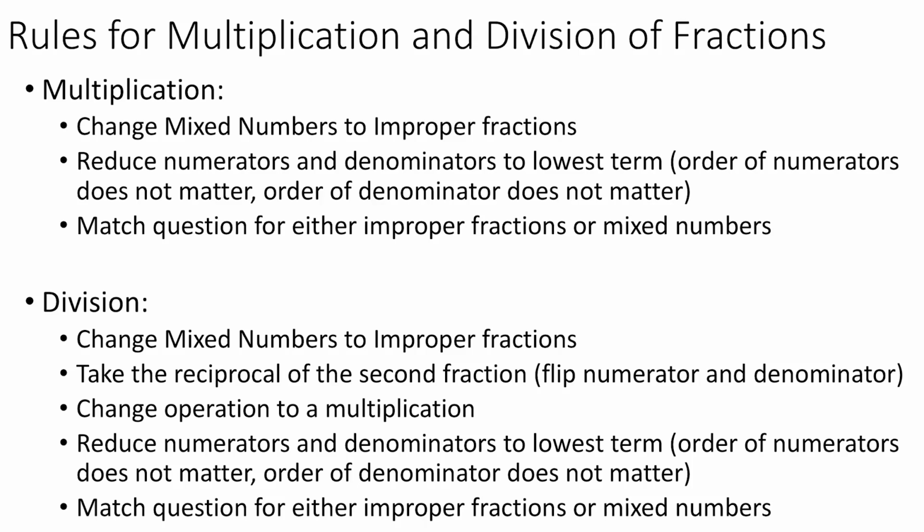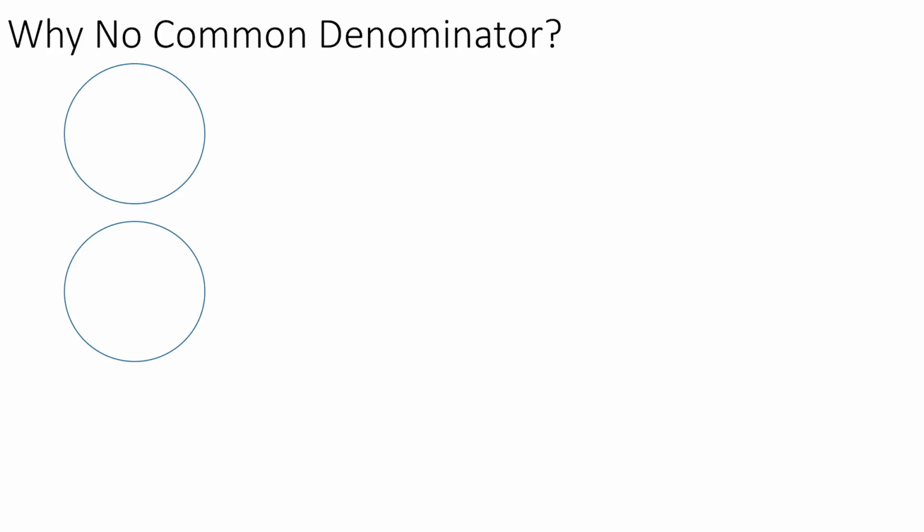When we do division, the extra step you have to do is to take the reciprocal of the second fraction. In short, that means to flip the numerator and denominator. So why don't we need a common denominator when we do multiplication and division? Let's take a look at an illustration again.